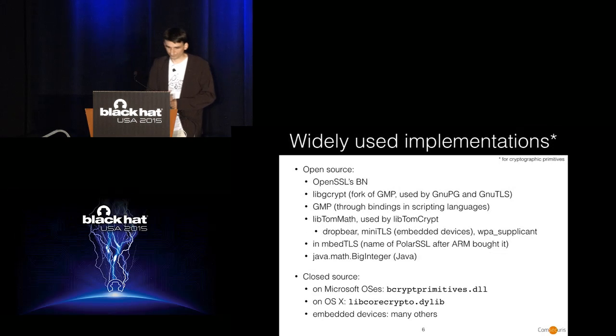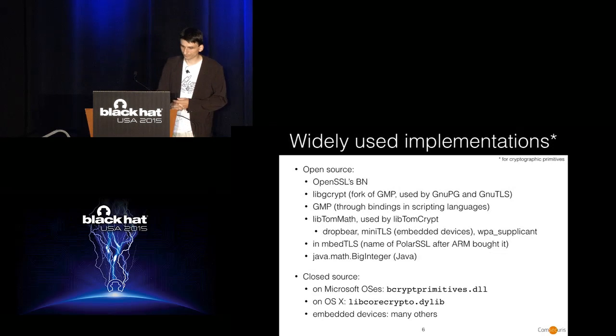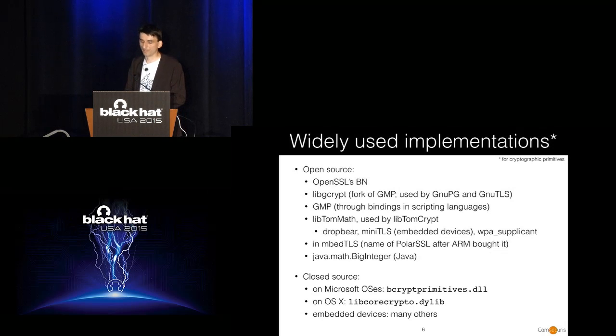And there's libtommath, which is used in the embedded world because of its very permissive license, so it's in the public domain. It is used by Dropbear, for instance, which is an SSH server, and by MiniTLS, which is on a lot of embedded stuff. And it's in WPA supplicant. Then we have embed TLS, which wasn't really on my radar until I realized that it's actually Polar SSL. What happened there is that Polar SSL was bought by ARM recently, and since then, more optimized implementations for ARM chipsets are going into that library as well.